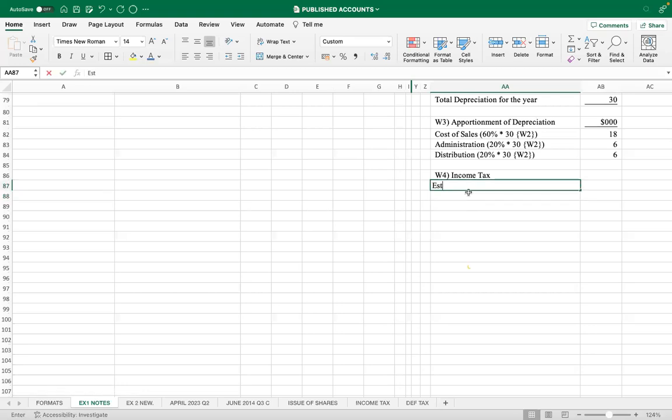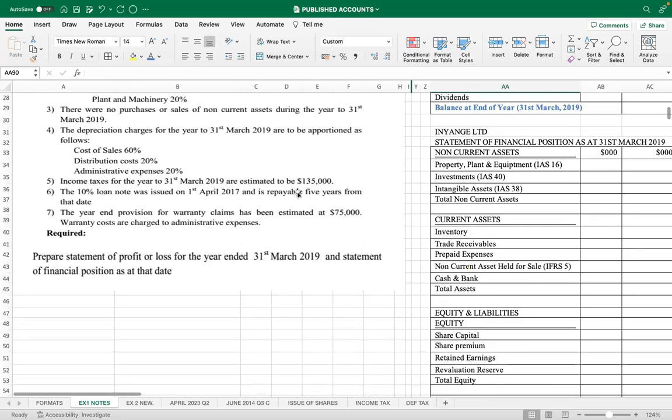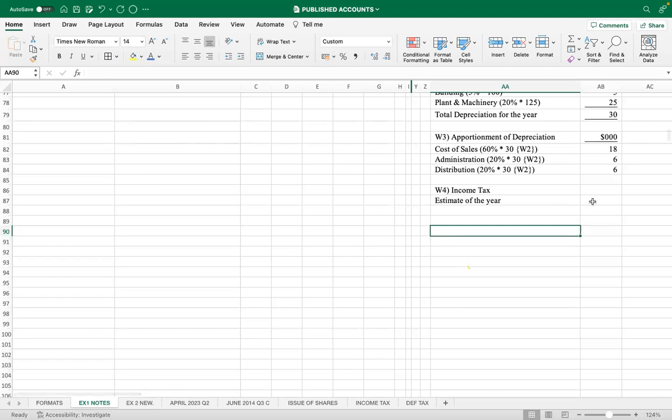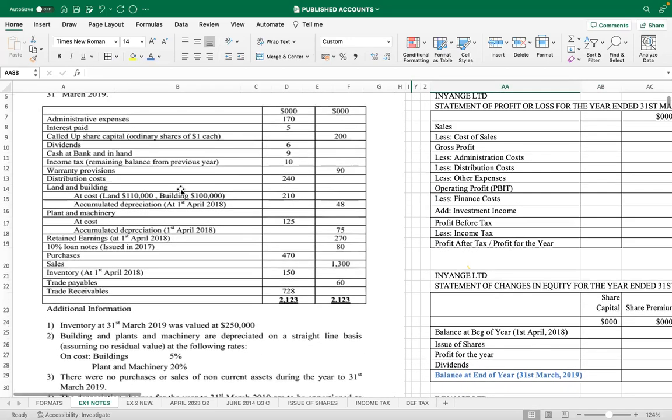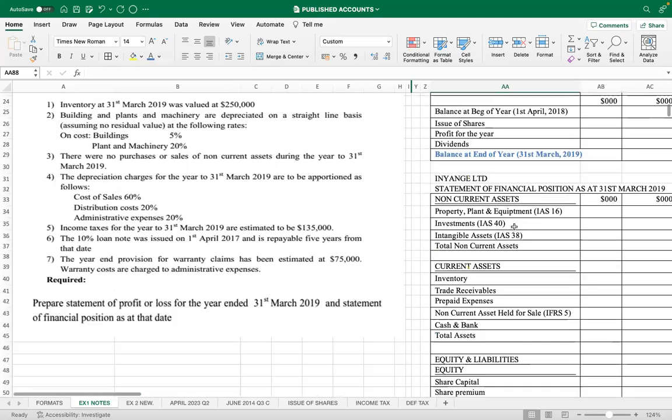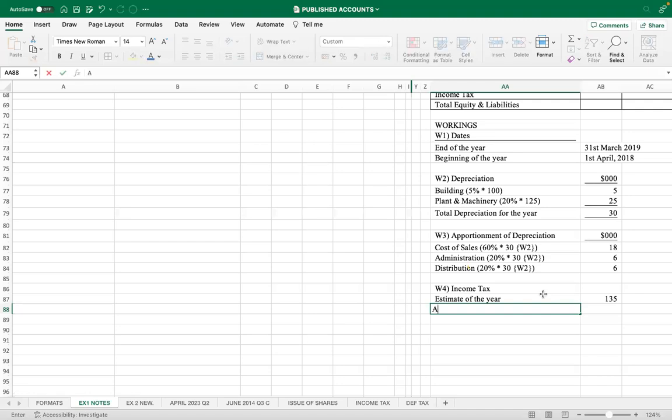So what we look for is the estimate of the year. So the estimate of tax for the year, we were told in additional information 5, income tax for the year is estimated as 135. And then we said you check in the TB, and check if there is any income tax. You are being told income tax remaining balance from the previous year is 10. So we said if it's on the debit side, it is under. If it is on the credit side, it is over. So it is under because it is 10. So if it is under, you add under estimation of previous year. So under estimation of previous year is 10.